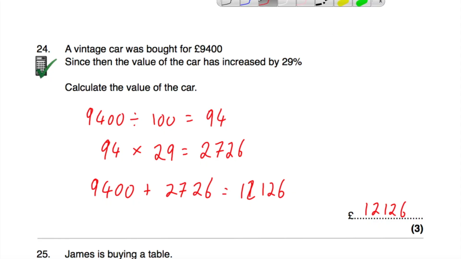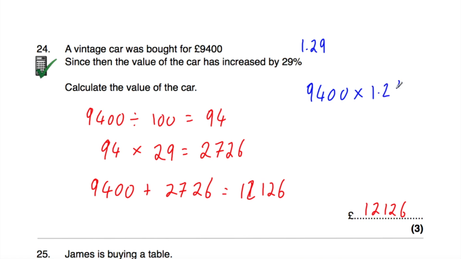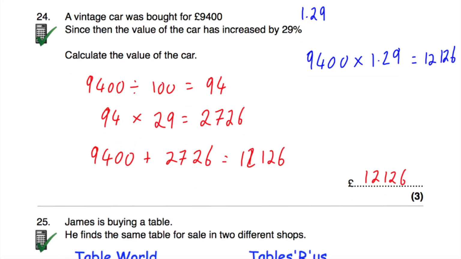Another approach is to use multipliers, and if we want to increase something by 29%, we multiply by 1.29, because when you increase it by 29%, you get 129%, and as a decimal number, that's 1.29. So if we take 9,400 and multiply that by 1.29, you get an answer of 12,126, and that's it. Okay, let's look at our next question, question number 25.